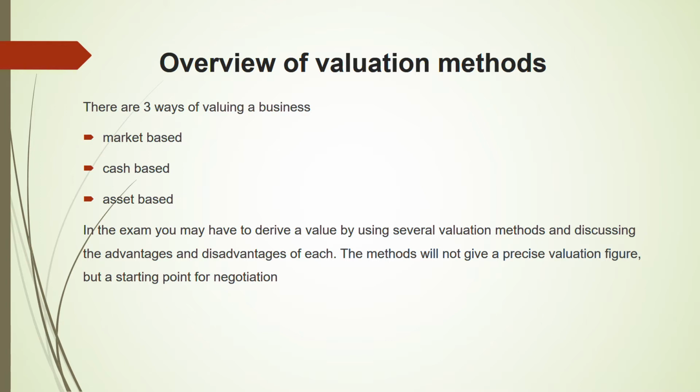But from my experience, it's mostly cash based. Number one, cash based. Number two, market based, and then asset based. Asset based is very rarely asked, but cash based, definitely you have to know the free cash flow to equity and free cash flow to firm. And market based, the PE ratio. These three methods are very common.